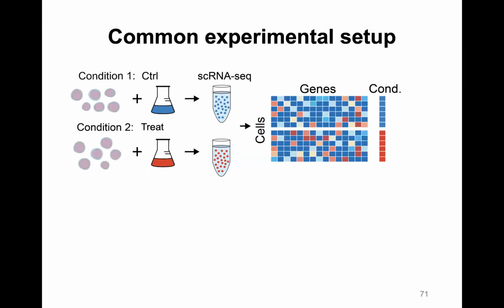these two conditions? So the classic experimental setup here, let's imagine we're just going to have two samples. You have one control and one treatment sample. You add some experimental condition to the treatment sample. You generate single cell profiles from each of them. You get out two different data sets, a set of cells and genes, and you know for each cell which condition it came from.